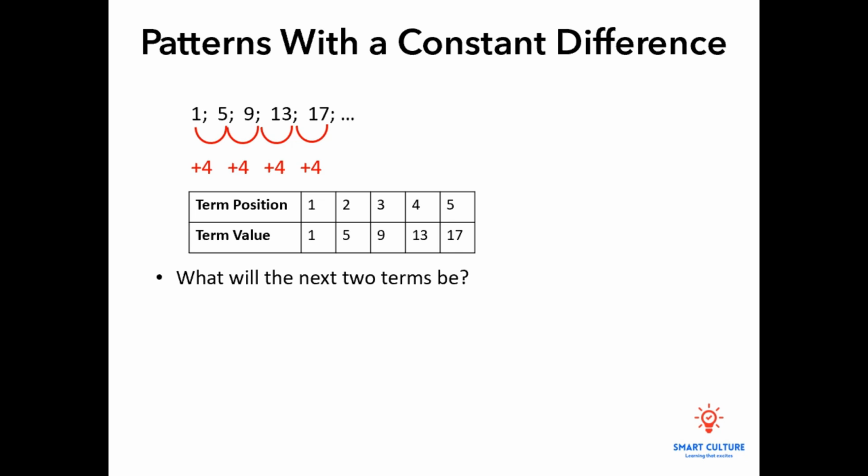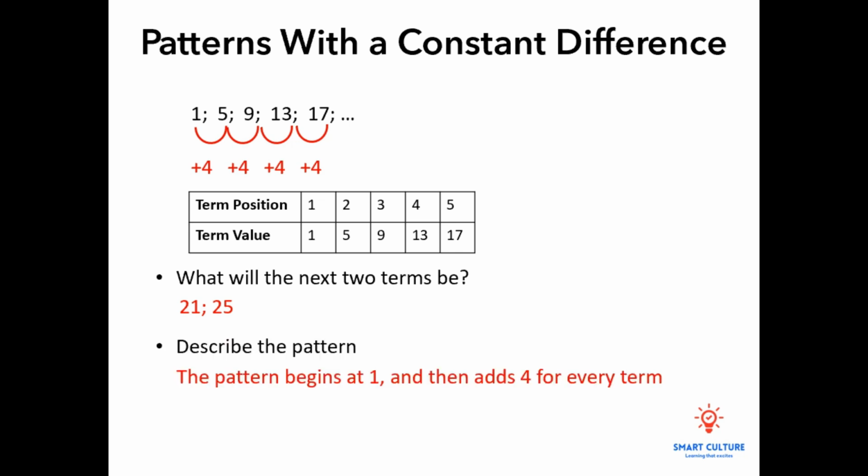If we look at 17 and you add another 4, then the next term will be 21. And after that, if we add 4 again, the next term will be 25. Can you describe the pattern? The pattern begins at 1 and then adds 4 for every term thereafter.